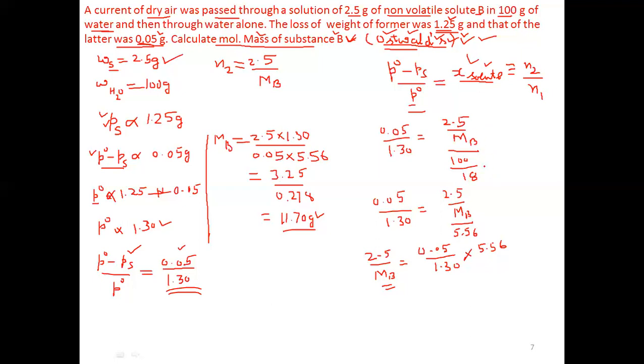So when we put these values, N2 was the number of moles of solute, which is the weight of solute, given as 2.5, divided by its molecular weight that we have to calculate. Similarly, the number of moles of solvent water is the weight of water divided by its molecular weight. So when we put these values, the answer came to be 11.70 gram. This is an easy numerical, but we must first know Ostwald's method. So please go through my lecture on Ostwald's method.